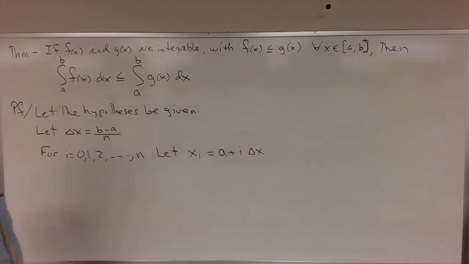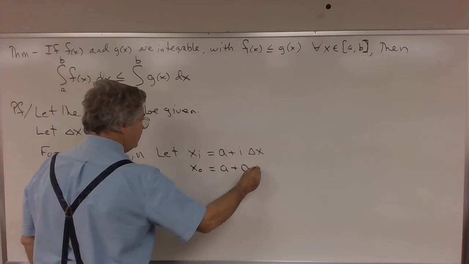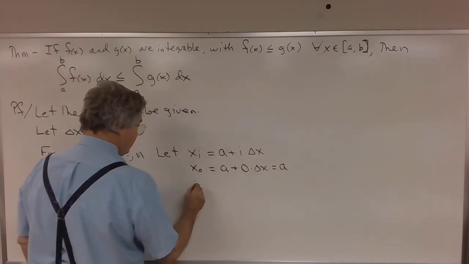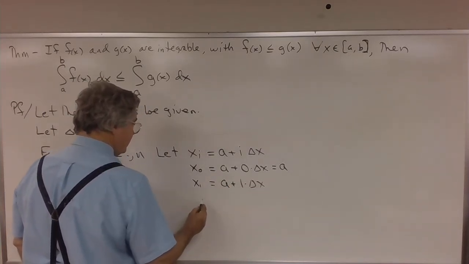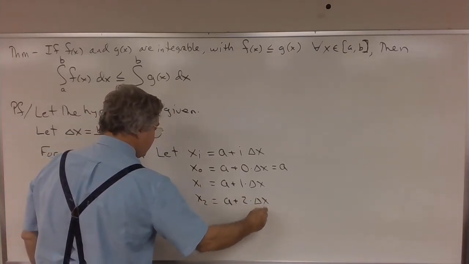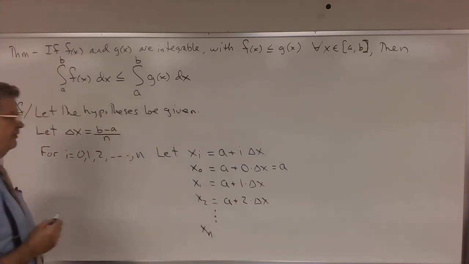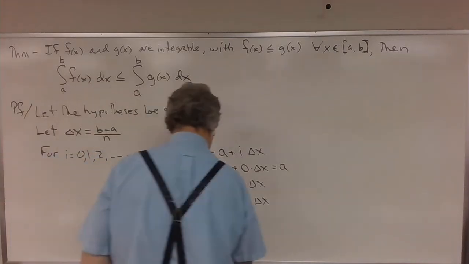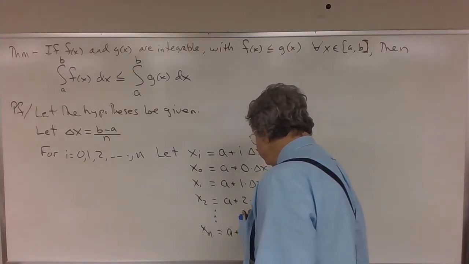There we go. X sub I is A plus I delta X. So that means X sub naught equals A plus 0 times delta X, which equals A. X sub 1 equals A plus 1 times delta X. X sub 2 equals A plus 2 times delta X. X sub n equals A plus n delta X.